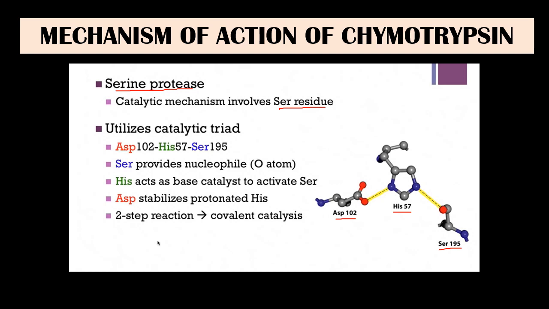In this triad, the serine provides a nucleophile as there is an oxygen atom. Histidine acts as a base catalyst to activate serine. Aspartate plays a supportive role and stabilizes the protonated histidine. Overall, the reaction mechanism is one of covalent catalysis, which involves a two-step reaction where the enzyme actually forms a covalent bond with its substrate.